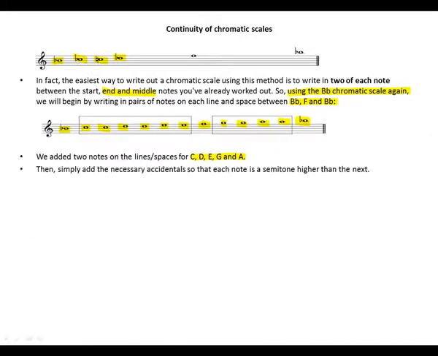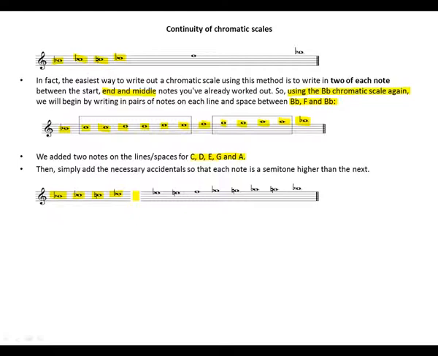Then simply add the necessary accidentals so that each note is a semitone higher than the last. So this is how we do it: B flat, C flat, C natural, D flat, D natural, E flat, E natural, F, G flat, G natural, A flat, A natural, then B flat.